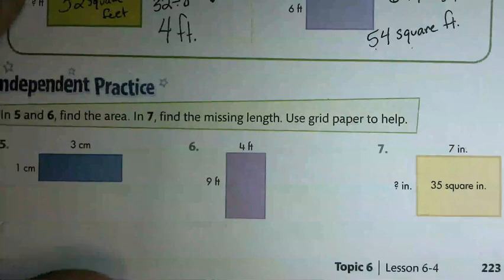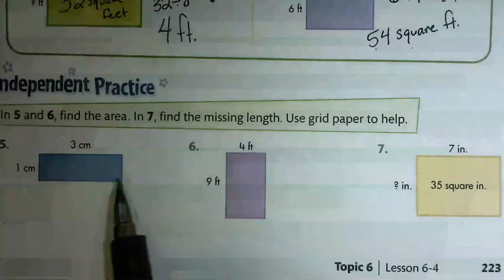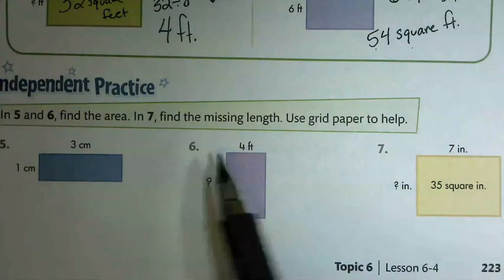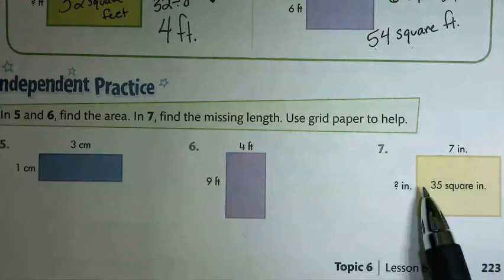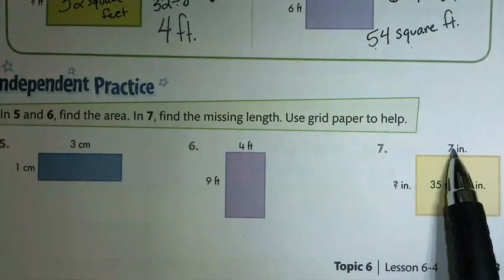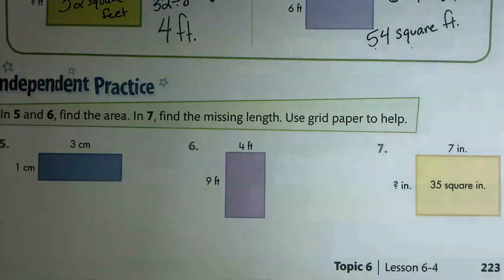Remember, we can use the 2 sides of the outside to multiply together to find out how many squares we have on the inside. And if they give us that inside, we can take that and divide it by the other part that we know to find the missing information.